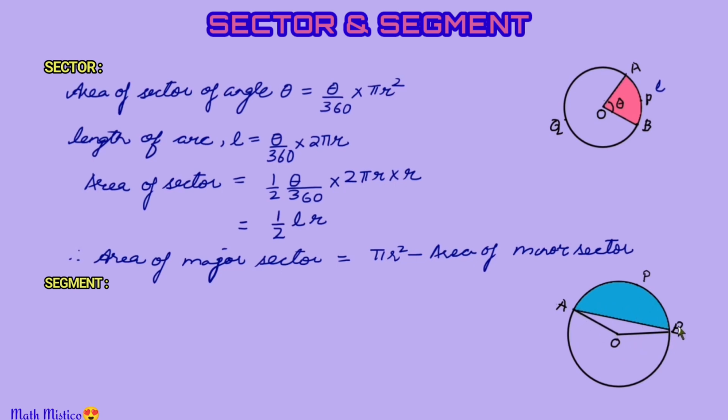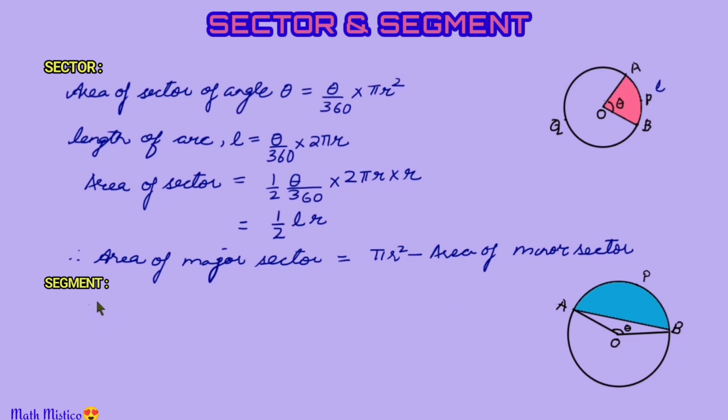Yes, you are correct. We can find this area easily by subtracting the area of triangle AOB from the area of sector APBO. So in order to find the area of the segment, we first need to find the area of this triangle. If you are given theta equal to 90 degrees, or you know all the three sides of this triangle, you can easily find the area using the formula half base into height or Heron's formula.